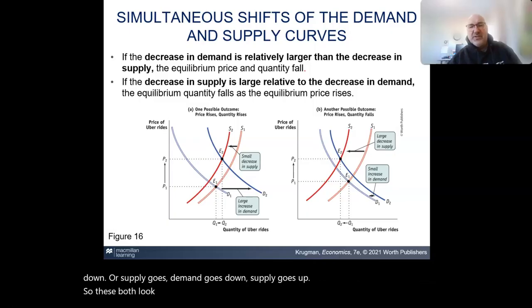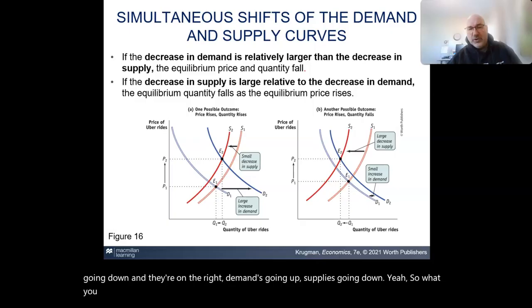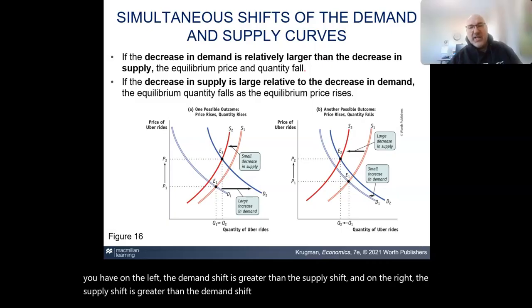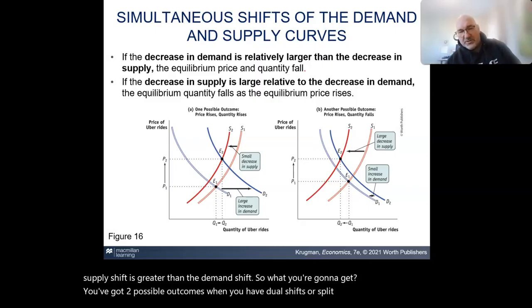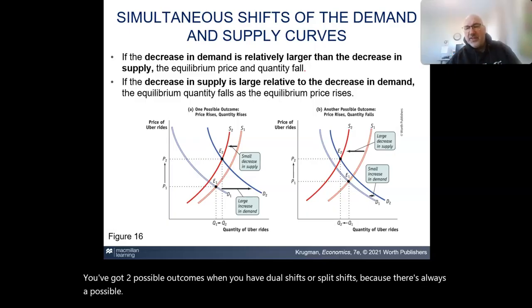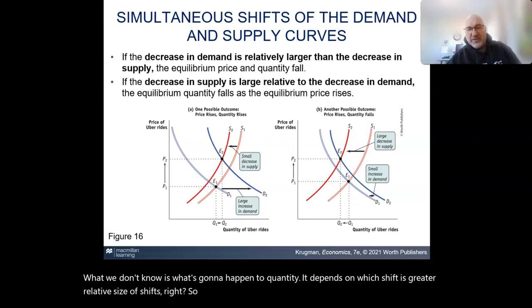These two both look like split shifts, because on the left, demand is going up and supply is going down, and on the right, demand is going up and supply is going down. On the left, the demand shift is greater than the supply shift, and on the right, the supply shift is greater than the demand shift. So you've got two possible outcomes when you have dual shifts or split shifts. In both cases, price is going to go up. Demand up, supply down, price goes up. That we know. What we don't know is what happens to quantity. It depends on the relative size of the shifts. If the demand shift is greater, quantity rises. If the supply shift is greater, quantity falls.